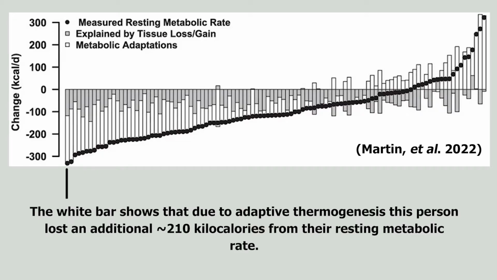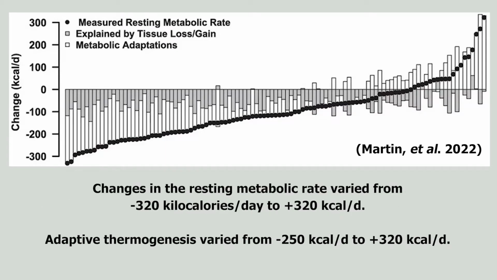You can see most people did have a decrease in their metabolism that had adaptive thermogenesis contribute to it, but not everyone did. A main takeaway of this particular figure is the large amount of individual variability. Some people had a decrease in their resting metabolic rate of around 300 calories, some people actually had an increase to some degree, and adaptive thermogenesis varied widely between different people.